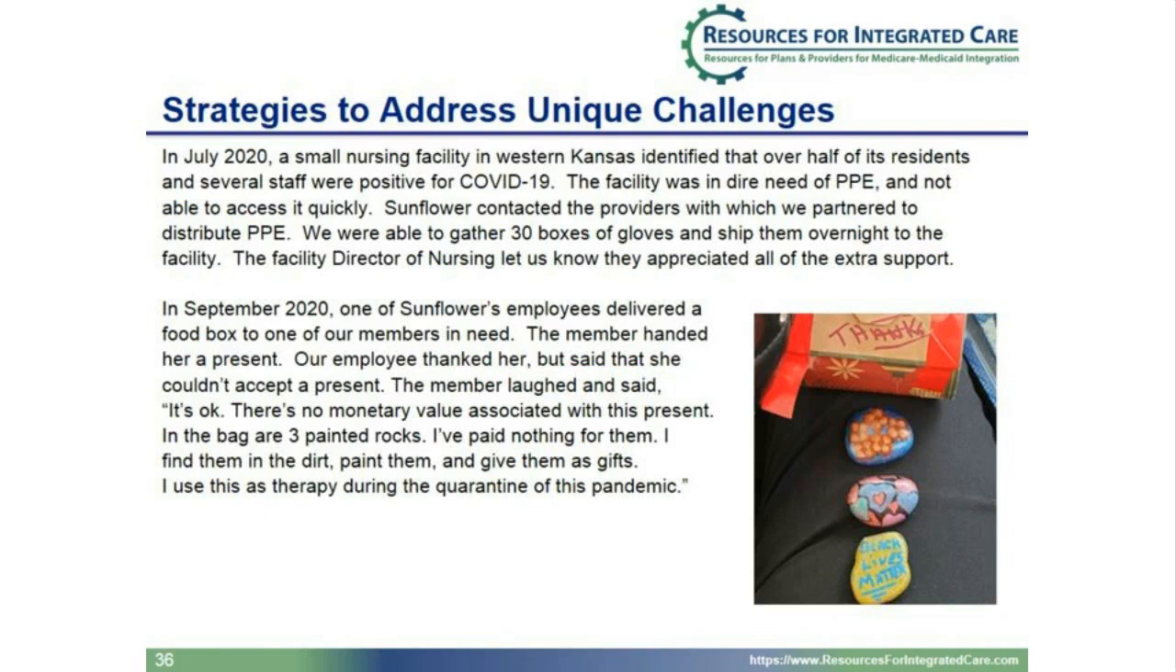So I wanted to share a couple of individual stories of this supply distribution and the impact that it had. In July 2020, we had a small nursing facility in western Kansas, in a very rural location that really didn't even have a Walmart store or a Dollar General nearby. They identified that over half of their residents and several of their staff were positive for COVID-19. They were in dire need of PPE, and most specifically, they had contacted us and said they had just run out of gloves. They didn't have any more gloves available for their staff to use.